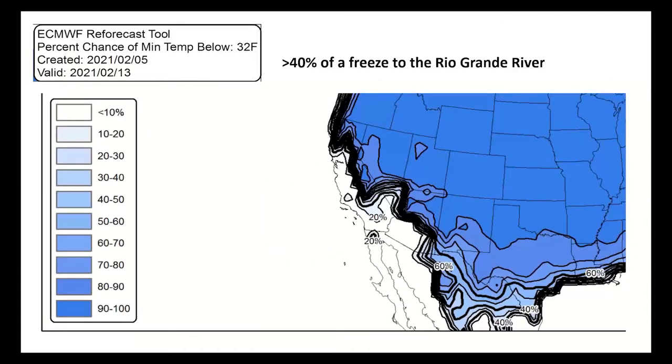Also, this tool allows us to pick out probabilities of differing values. For example, probabilities that minimum temperatures would be below 32 degrees. So you can see here the tool was showing more than a 40% chance of a freeze all the way down to the Rio Grande River on February 13th. So that verified quite well.